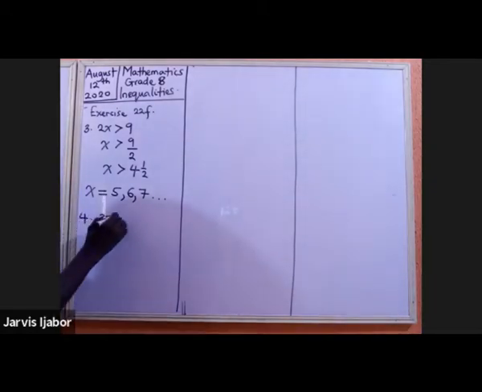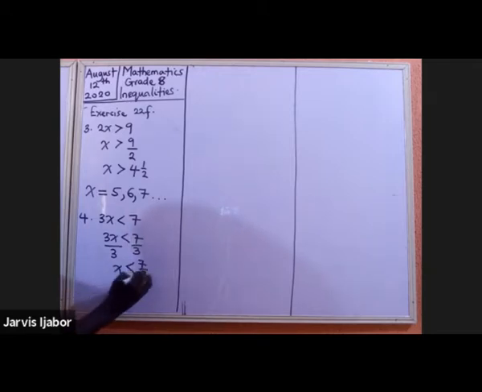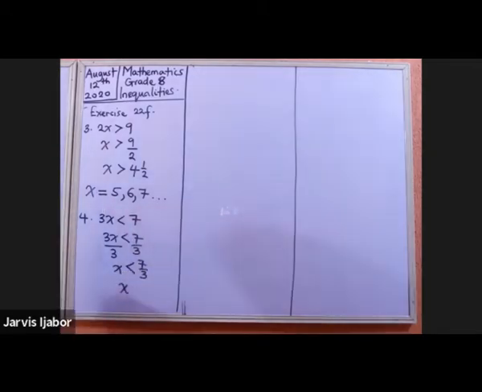3x is less than 7. What does this mean? It means 3x is less than 7, so I'll divide both sides by 3. So x will be less than 7 over 3. What is that as a mixed number? It will be 2 whole number 1 over 3. X is not up to 2 whole number 1 over 3. That's what it means. So x will be any number that is lower than this value.